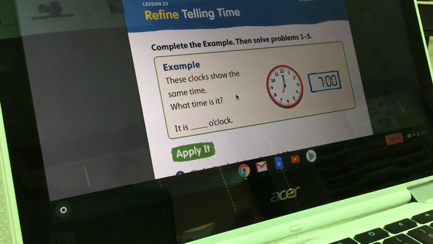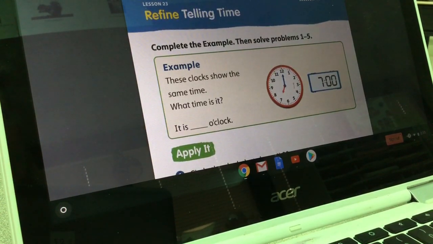And it asks, these clocks show the same time. What time is it? It is blank o'clock. Let's read that again. These clocks show the same time. What time is it? It is blank o'clock. All right, as a reminder, our short red hand is our hour hand. That's the number we say first when telling time. Our blue longer hand is our minute hand. That's what we say second in telling time.